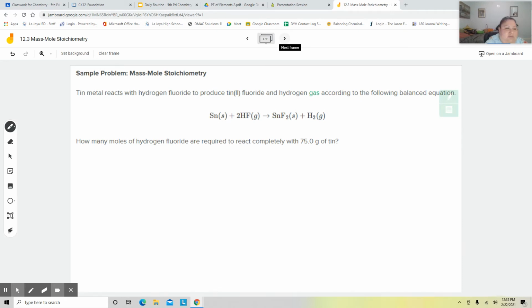All right. So remember, always identify what they're giving you. Okay. So I don't know if you guys can see this right here, 75 grams of tin. And they're asking you to change your grams to moles of hydrogen fluoride. So when we're in grams of tin, that's compound A. Grams of tin, and they want moles of hydrogen fluoride.